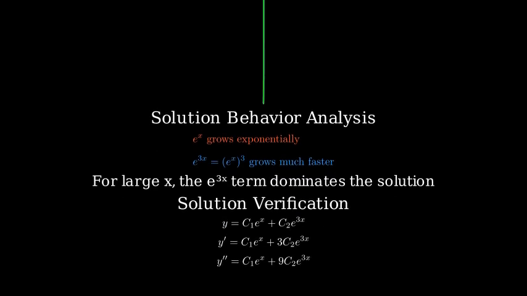In summary, we've solved the second-order differential equation y'' - 4y' + 3y = 0 using the characteristic equation method. We formed the characteristic equation r^2 - 4r + 3 = 0, found its roots r1 = 1 and r2 = 3, and wrote the general solution y(x) = c1 e^x + c2 e^(3x). This approach works for any linear homogeneous differential equation with constant coefficients, though the details of the solution form will depend on the nature of the roots.